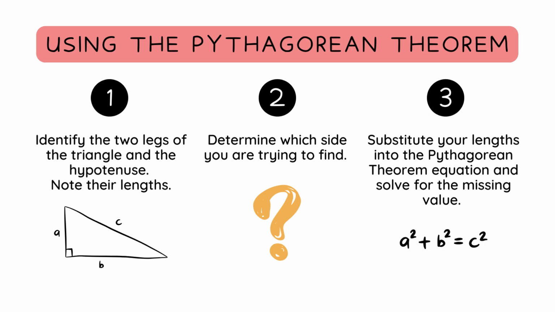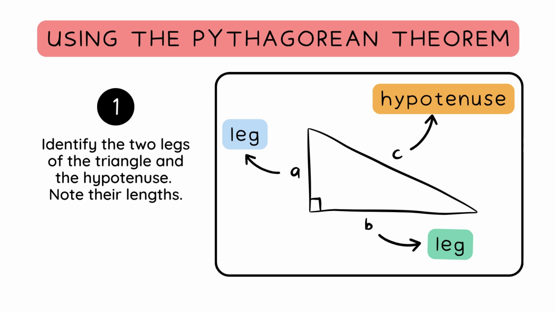Moving to step number three, substitute your lengths into the Pythagorean theorem equation and solve for the missing value. For example, if you are given A and B, then you will be solving for C. The other way around, if you are given C and B, then you will be solving for A. In step one you identify and note down the values, in step two you see which value you are going to find, and in step three you substitute everything in the formula to get the value of the unknown. These are the three steps. Let's discuss these steps further in detail.